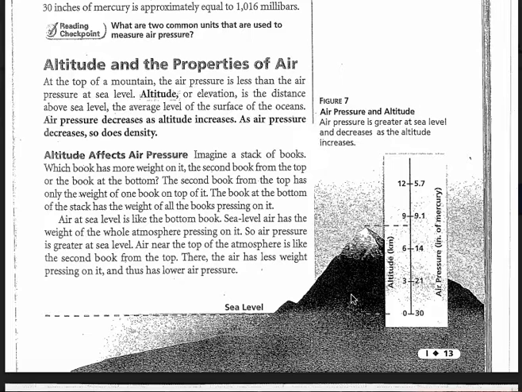Altitude affects air pressure. Imagine a stack of books. Which book has more weight on it, the second book from the top or the book at the bottom? The second book from the top has only the weight of one book on top of it. The book at the bottom of the stack has the weight of all the books pressing on it. Air at sea level is more like the bottom book. Sea level air has the weight of the whole atmosphere pressing on it, so air pressure is greater at sea level. Air near the top of the atmosphere is like the second book from the top. There, the air has less weight pressing on it and thus lower air pressure. So the higher up a mountain you go, for instance, the less air pressure there is.